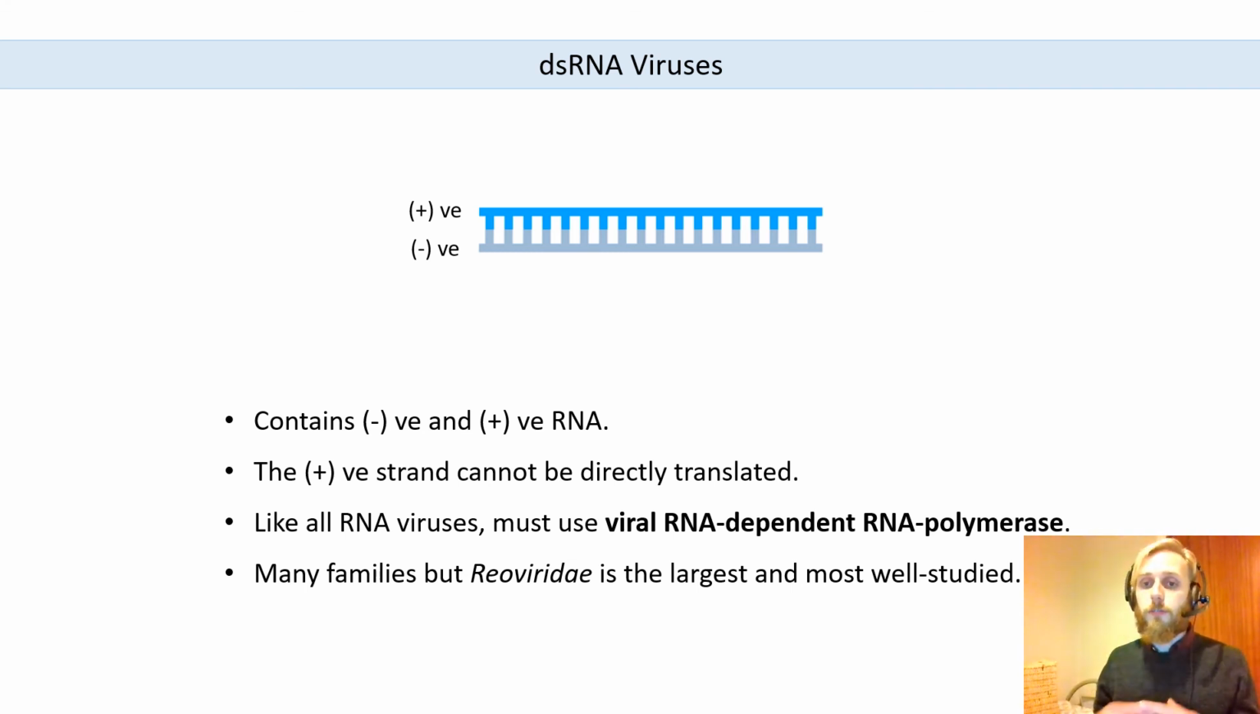Therefore, to replicate this genome or to express this genome, what is needed is an RNA-dependent RNA polymerase. So whether we're talking about replication or we're talking about genome expression, an RNA copy is needed. We're talking about producing RNA from an RNA template.